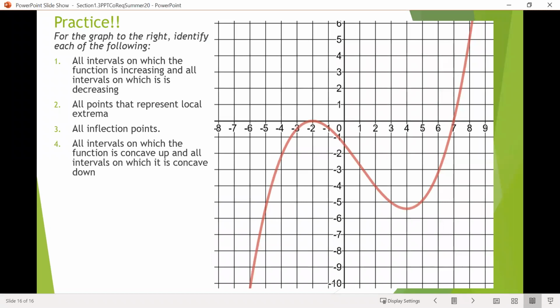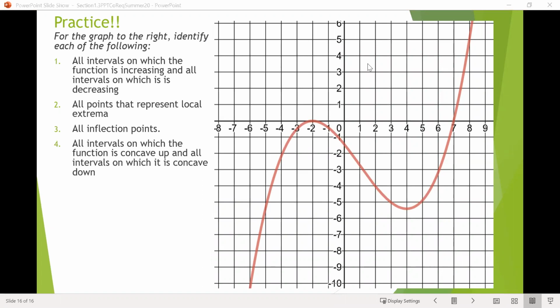All right, so we're going to put all this together now and do some identifications of places where the function is increasing, decreasing, where local extrema are, inflection points, and then concave up and concave down. All right, so let's start with increasing and decreasing. And I'm going to start by highlighting points on this function where it's increasing.